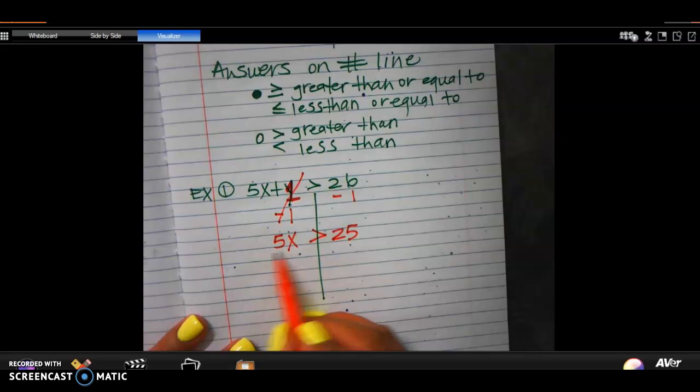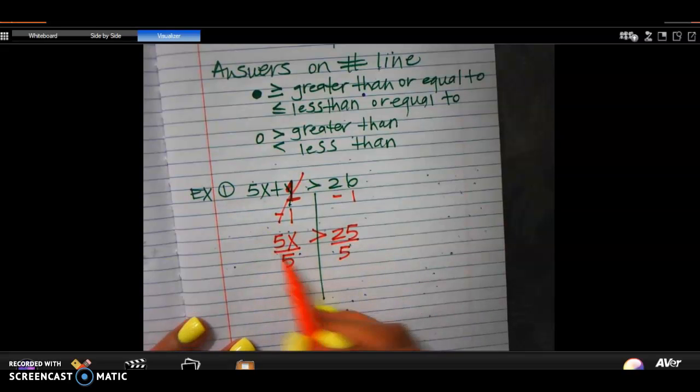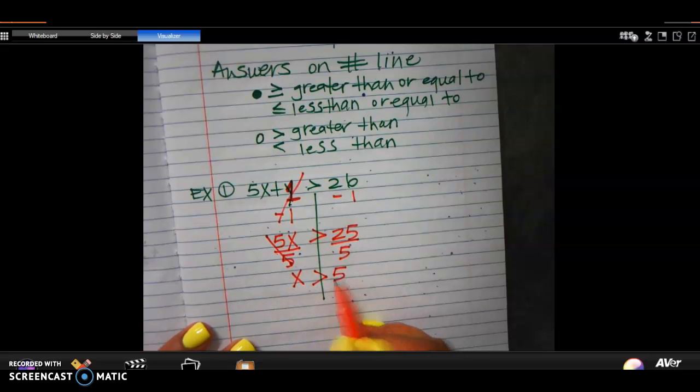My last step is to divide by 5, so that I'm isolating that variable, getting it alone. This simplifies to be 1. I can just write x greater than 5. I put my answer in a box.